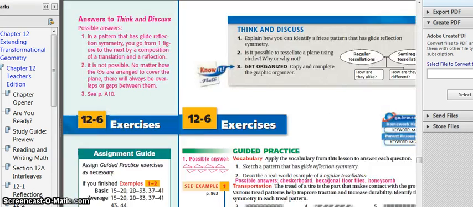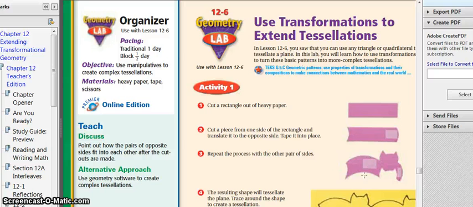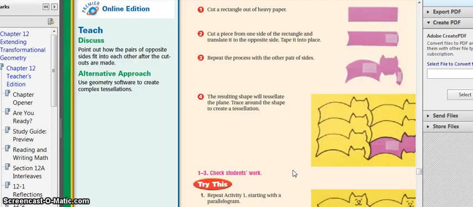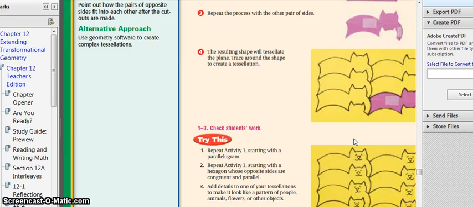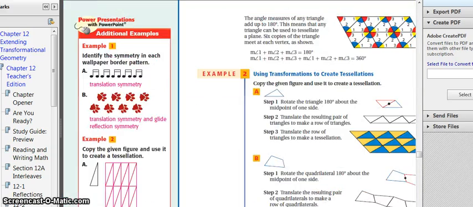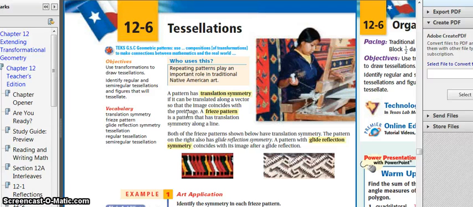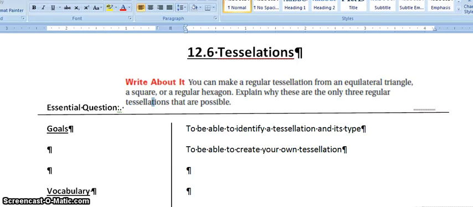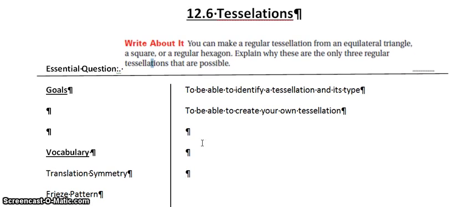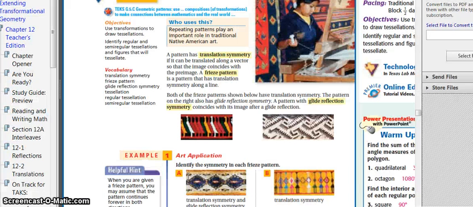Let me show you another one. It's got a cat all cut out, and you can see that it has translation symmetry. Even though the original image was kind of funky looking, it's just translated or slid up. So translation symmetry is when an image is translated along a vector so that it coincides with the pre-image. Let's scoot our paper down here. All right, so that's translation symmetry. It can be translated along a vector so the image coincides with the pre-image.